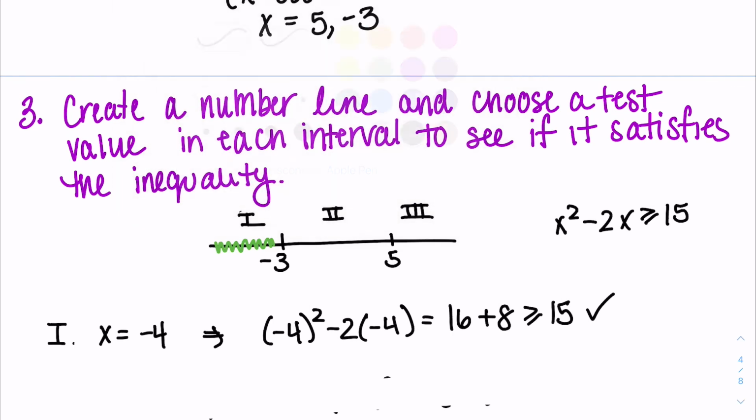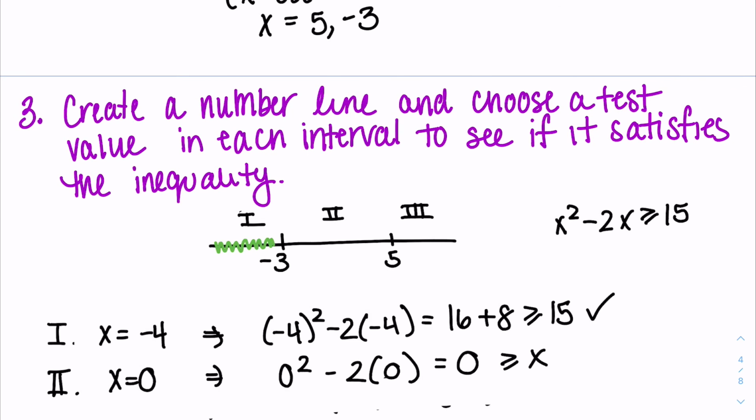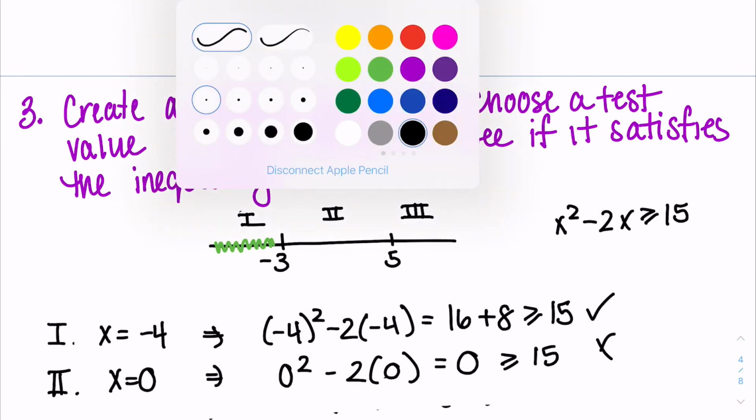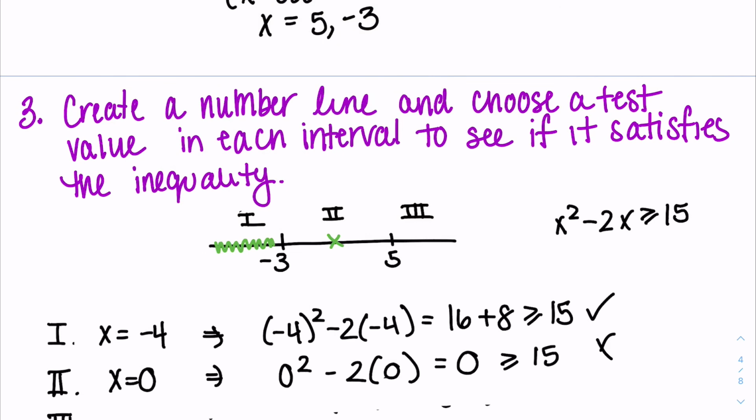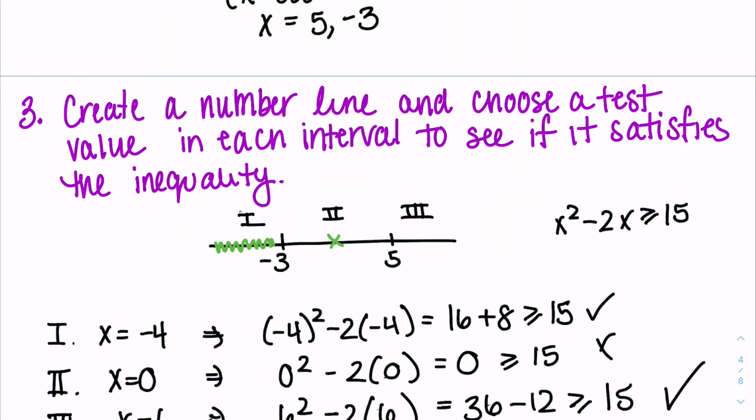Now if we move on to something in interval 2, 0 falls in there. So if you plug in 0, you get 0 squared minus 2 times 0. That's just 0. You want this to be greater than or equal to 15, which definitely is not the case. So this interval is not going to work. Finally, you pick something from interval 3, say 6. So that gives you 6 squared minus 2 times 6, which is 36 minus 12. We want this to be greater than or equal to 15, and that's definitely a true statement.